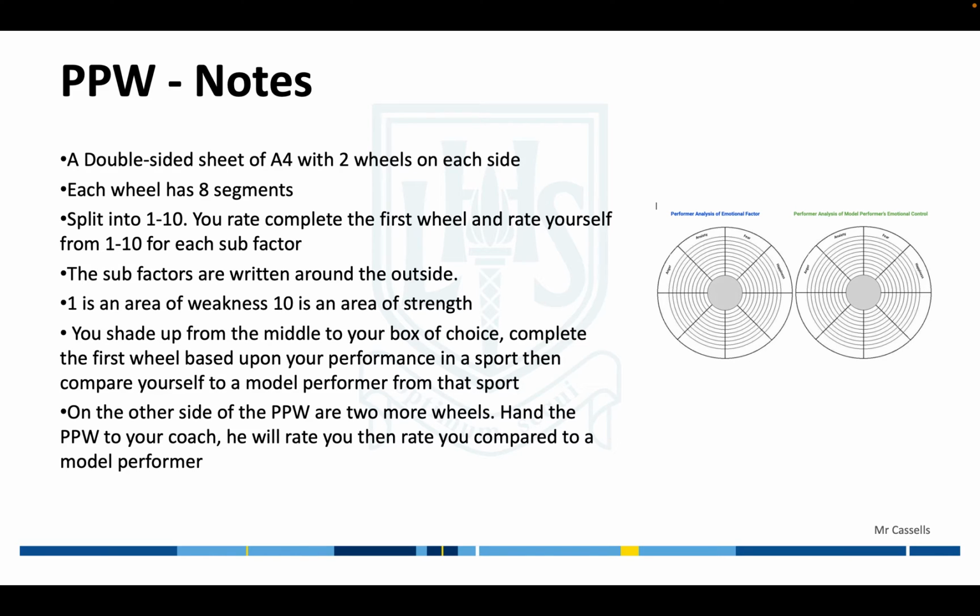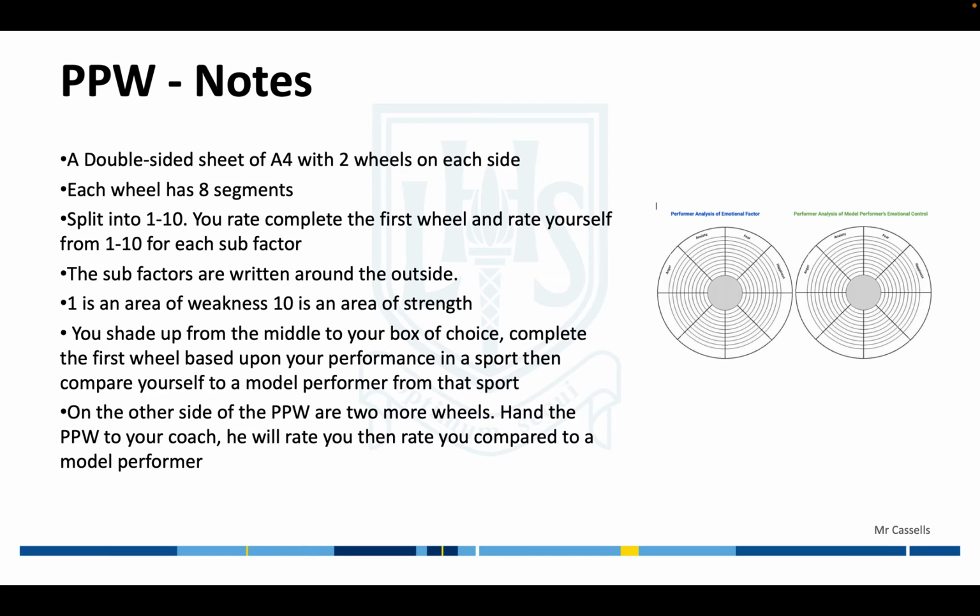fear and happiness. How this works is you're going to complete this before or after a performance, and you're going to rate yourself out of 10 for each subfactor. A score of 1 is an area of weakness, and a score of 10 is an area of strength. And to complete this, you're going to shade up from the middle box and give yourself a rating out of 10.